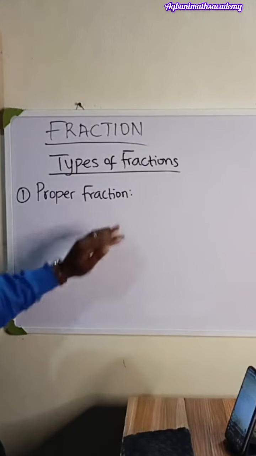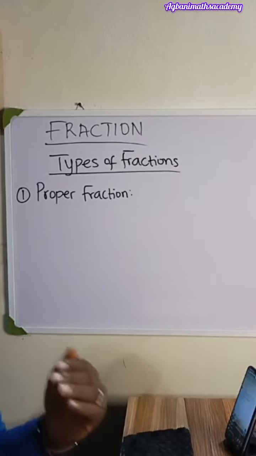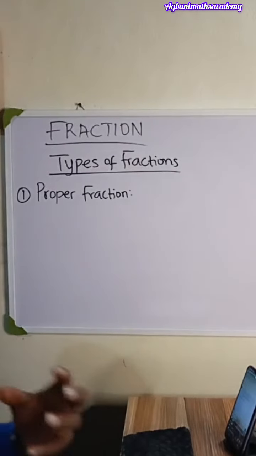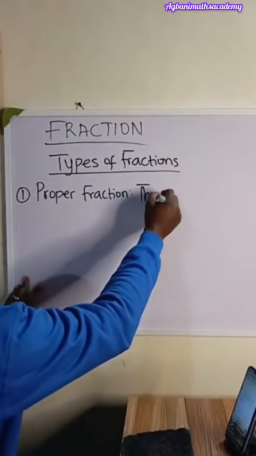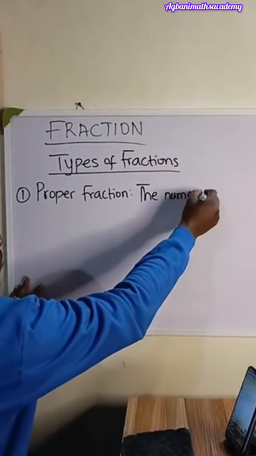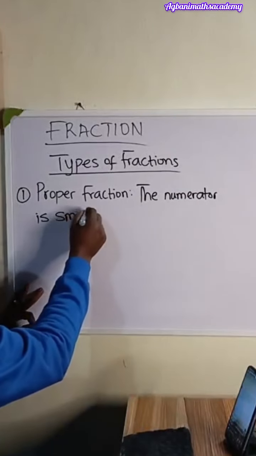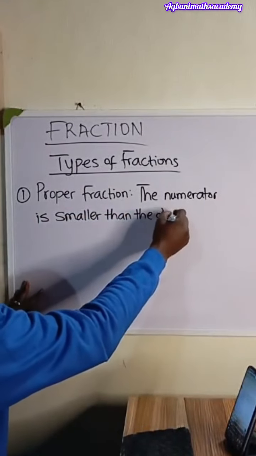So a proper fraction is a fraction whose numerator is smaller than the denominator. When you have the number on top smaller than the number at the bottom, that fraction is called a proper fraction. So the numerator is smaller than the denominator.